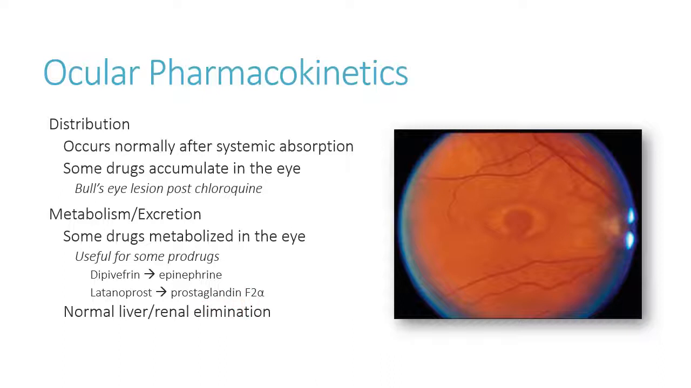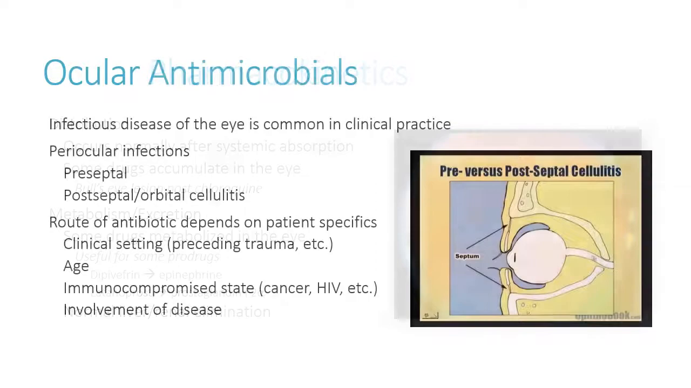And again, these specific examples are not important. Just know a little bit of metabolism does occur within the eye, and then once things are systemically absorbed, they'll undergo normal hepatic or renal elimination, just like it would if you were to give it IV, PO, or any other route. Okay, so first off, let's talk about antimicrobials.